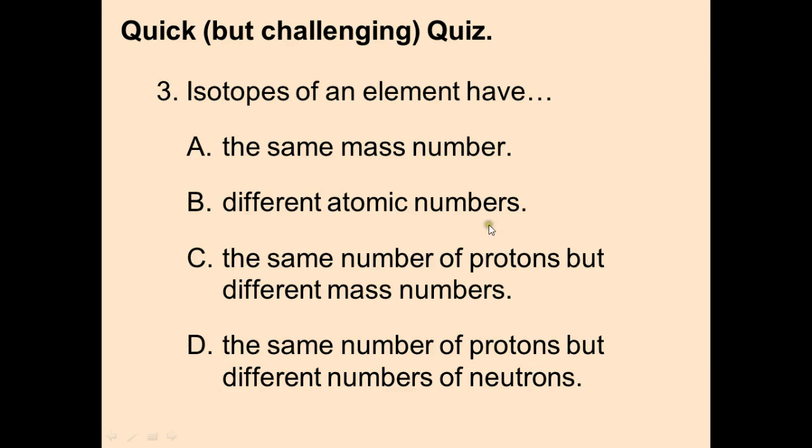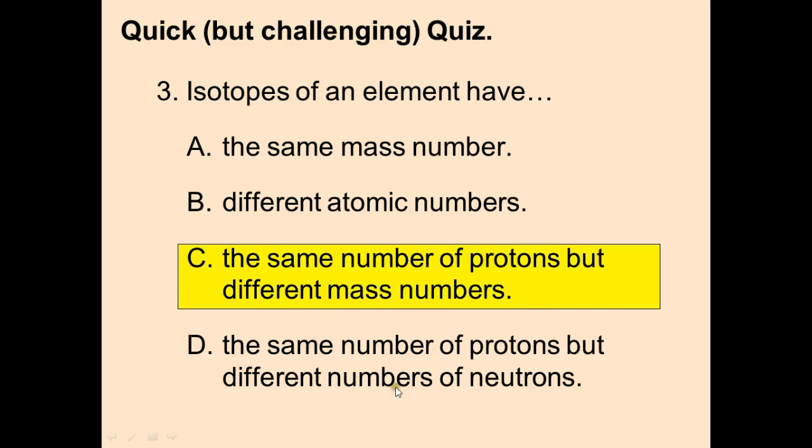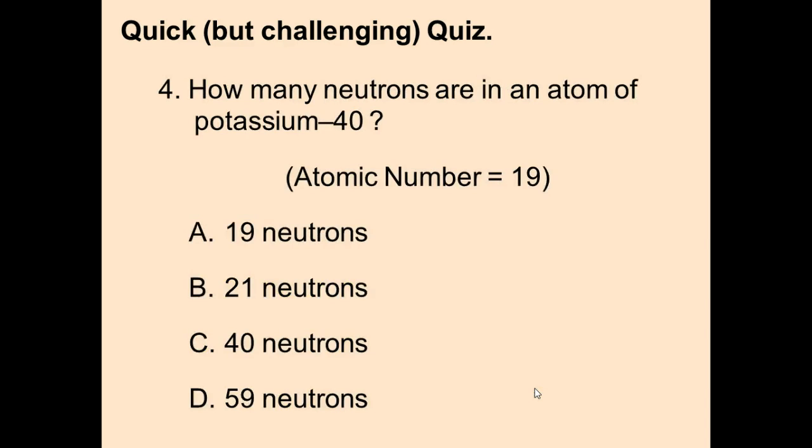B, different atomic numbers. Well, isotopes still have the same number of protons, so all they do is have different numbers of neutrons, which do change the mass, but the atomic number still stays the same. C, the same number of protons but different mass numbers. This is true, but let's just check D. The same number of protons but different numbers of neutrons. This is also true, so if you got C or D, you were correct.